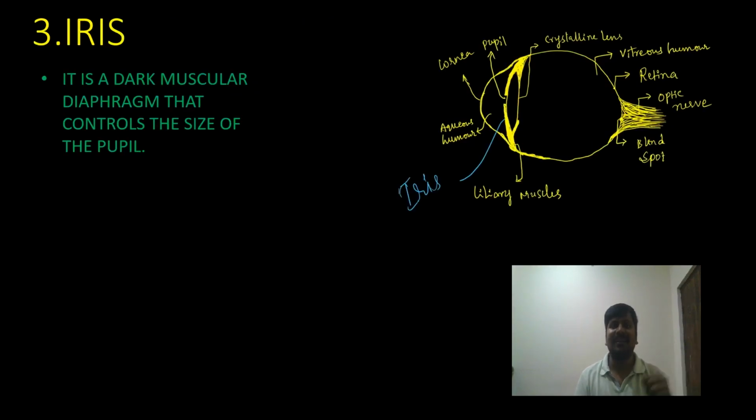Coming to the iris, you can see this part, this portion, and here also this portion will be considered the iris. So iris is the dark muscular diaphragm. It controls the size of the pupil. As you can see here, this is the pupil, and it controls the size of the pupil. Through the pupil the light will enter. So that is about iris.